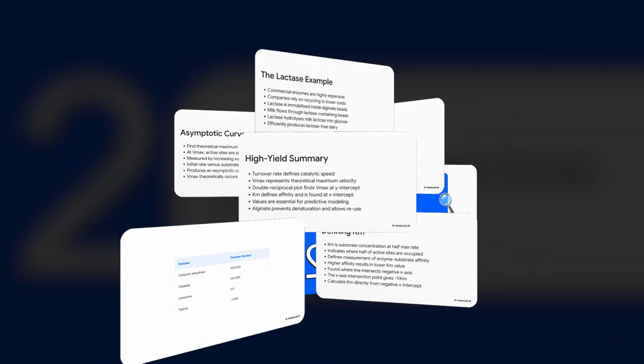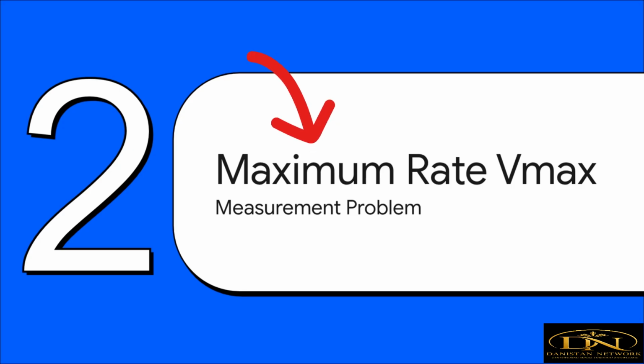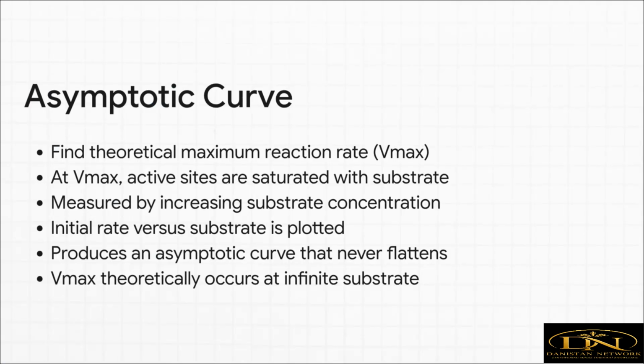Section 2. Understanding maximum rate Vmax, the measurement problem. Now, knowing that enzymes move at these breakneck speeds, we run into a bit of a scientific mystery. If they're moving this incredibly fast, how do we actually find their theoretical maximum reaction rate? We call this Vmax. At Vmax, all the enzyme's active sites are completely saturated with substrate.